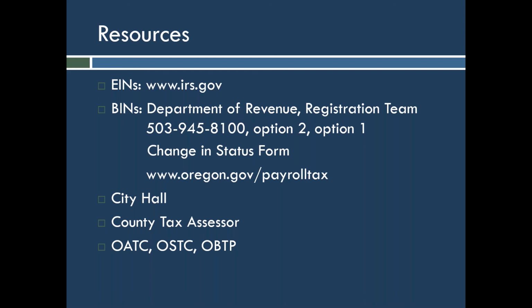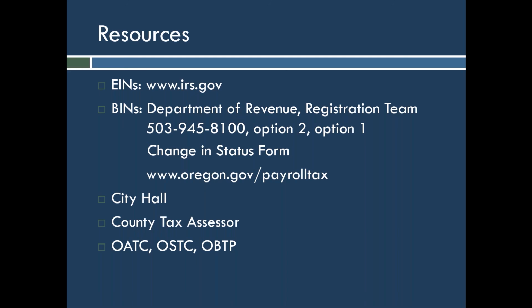BINs, since they are a state tax number, those questions can be directed to the Department of Revenue. Their registration team is frankly phenomenal in my opinion. They offer excellent customer service, and you can reach them by phone at 503-945-8100, which will put you into a phone tree. Selecting option 2, then option 1 usually connects me with a human being.